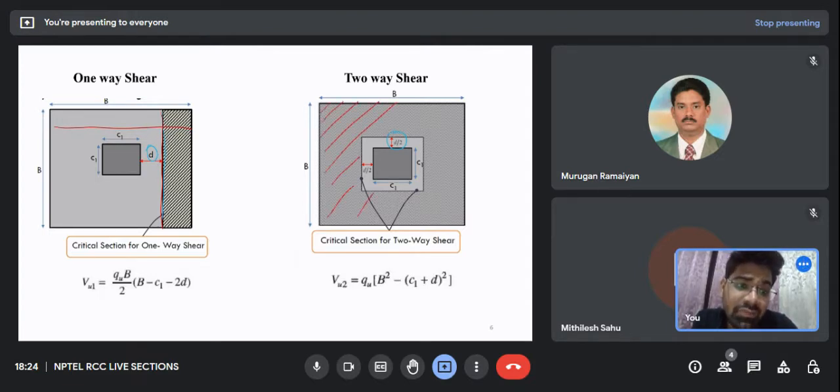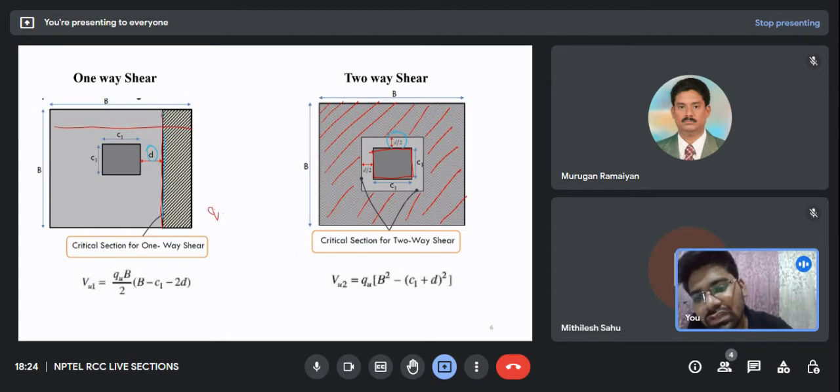the entire area which is at a distance of d by 2 from the face of the column has to be taken, because punching shear occurs because of punching of this column from all four sides. So this is the punching shear. And how to calculate the one way shear? Just multiply the area of the shaded portion with the gross or the net bearing capacity of soil, and here also just multiply QU with the net bearing capacity.